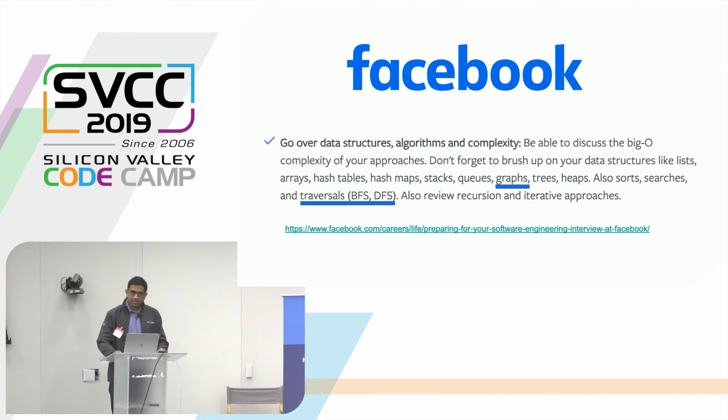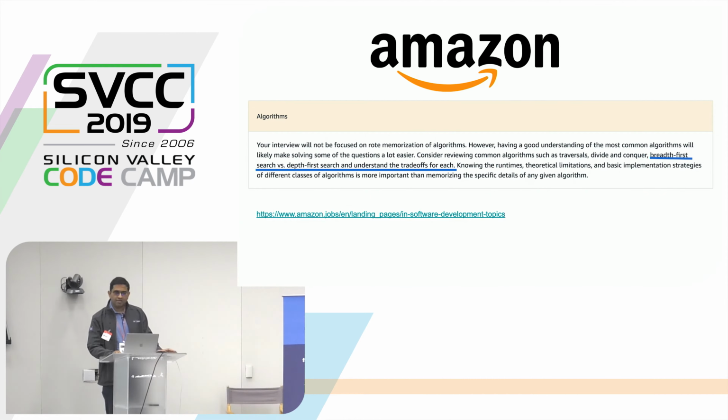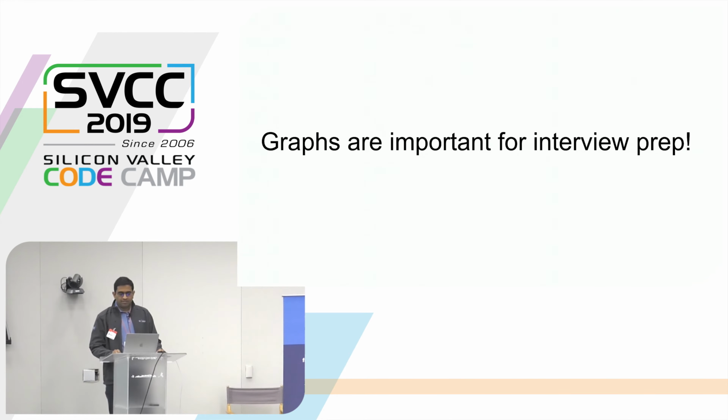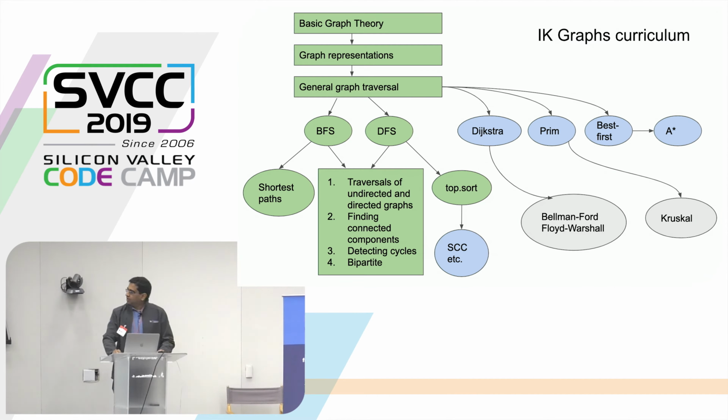Facebook says the same thing more briefly. They want you to learn about graphs, especially the traversals, BFS and DFS. So does Amazon. Pretty much every top-tier company wants you to master graph algorithms for coding interviews. So that's the bottom line. And graphs are also a relatively hard topic to master.